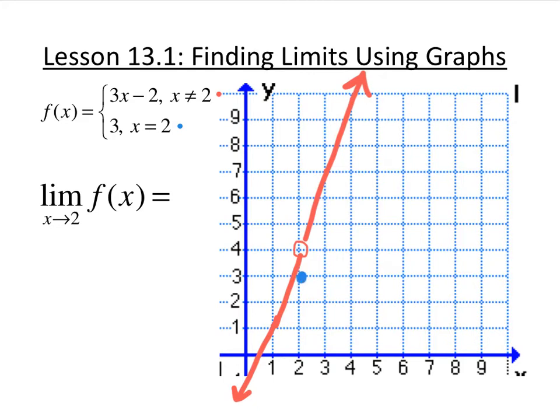So if I asked you, what is f of 2, your answer would be 3. But that doesn't necessarily mean that the limit as x approaches 2 is also going to be 3. We still need to look at what the y coordinate's approaching. So as we approach 2 from the left, what are your y coordinates approaching? They're getting really, really close to 4. As you approach 2 from the right, what are your y coordinates approaching? They're getting really, really close to 4. So even though f of 2 is equal to 3, the limit as x approaches 2 of the function is actually 4. So those aren't always going to be the same value.